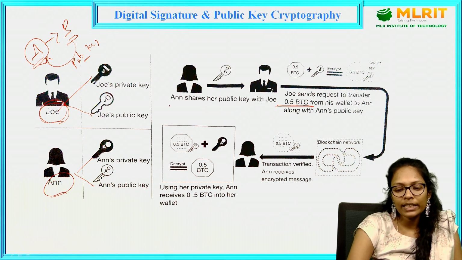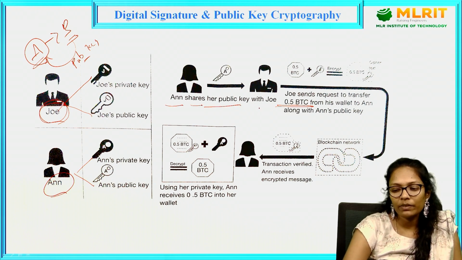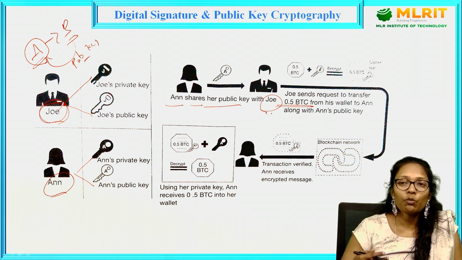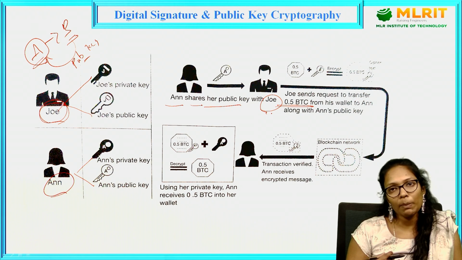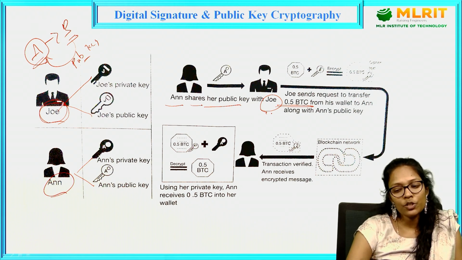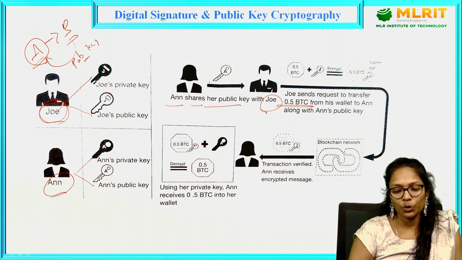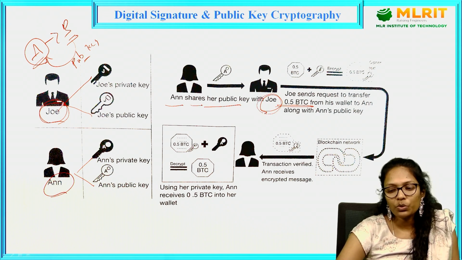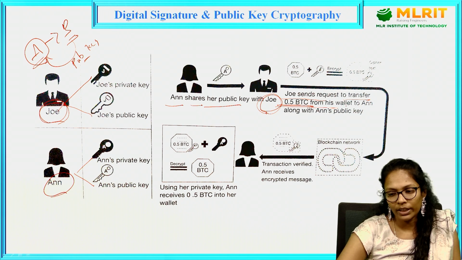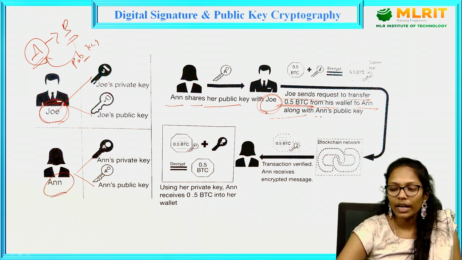Initially, Anne shares her public key with Joe. Why? Anne wants to receive some amount from Joe, and at the same time Joe wants to send some amount to Anne. That's why Anne shares her public key with Joe. Now what is Joe doing? Joe sends a request to transfer 0.5 BTC from his wallet to Anne, along with Anne's public key.